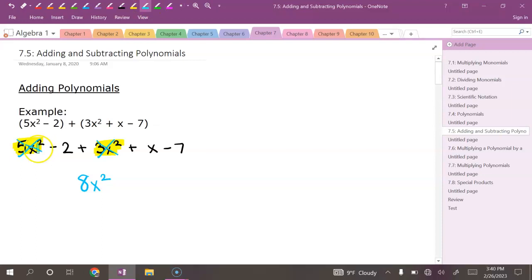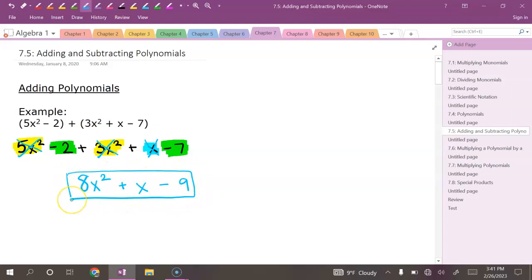Okay, then I look to see, all right, I got x squared, so the next smallest term would be just an x. And I do see one of those. There's only one. So I'm just going to write plus x. Cross that one off. And then you look for any regular numbers. And I see a -2 and a -7. Watch your signs here because they're both negative. You're adding them. -2 plus -7 would be -9. So your answer here would have been 8x squared plus x minus 9.